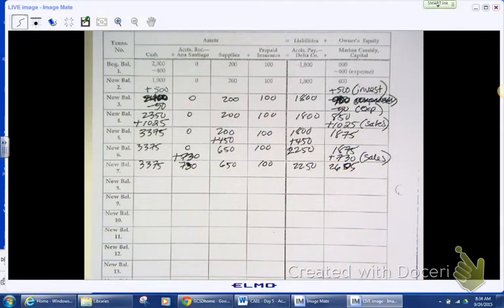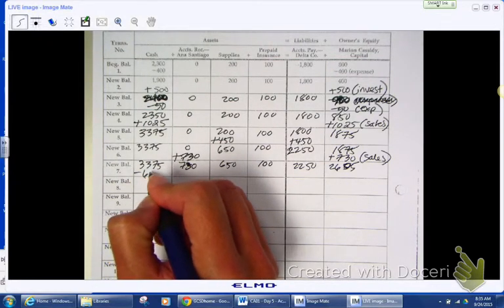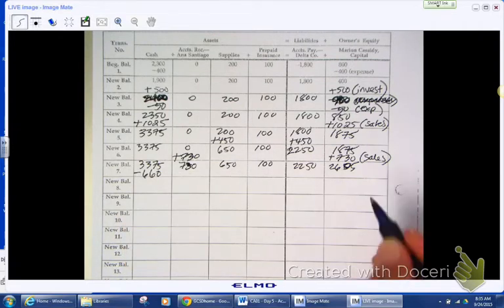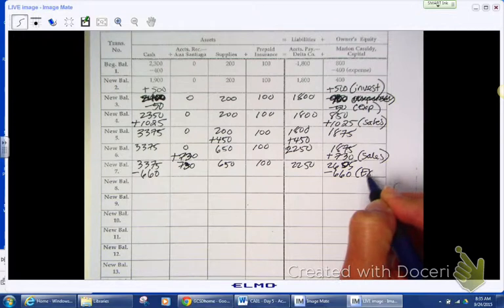Number 7, paid cash for advertising, $660. Paid cash for advertising. What are the 2 accounts that are affected? Cash and owner's equity. Good. My cash is going up or down? Down. Paid is always down. Minus 660, and advertising expense is minus 660, and we put expense in parentheses.